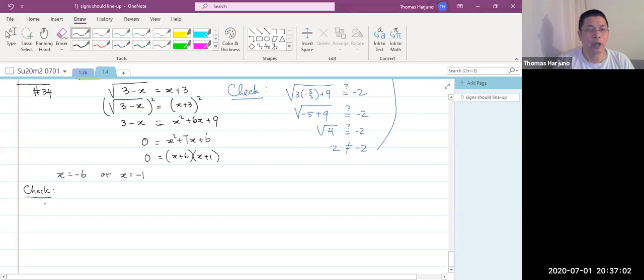Check when x equals -6. What happens? Square root of 3 minus -6, is it equal to -6 plus 3? That's square root of 9. Is it equal to -3? 3 is not equal to negative 3. So -6 is not a solution.